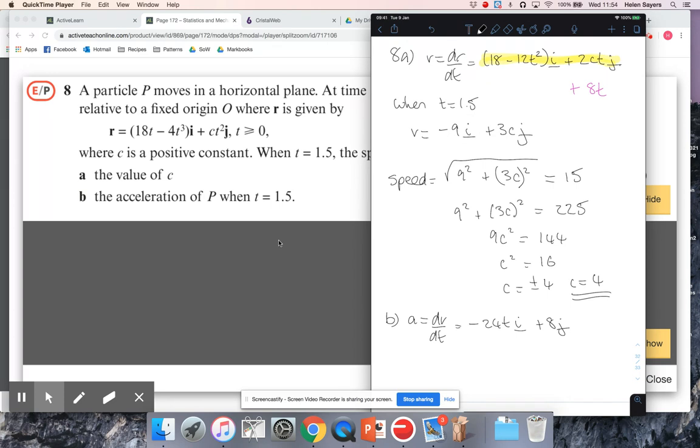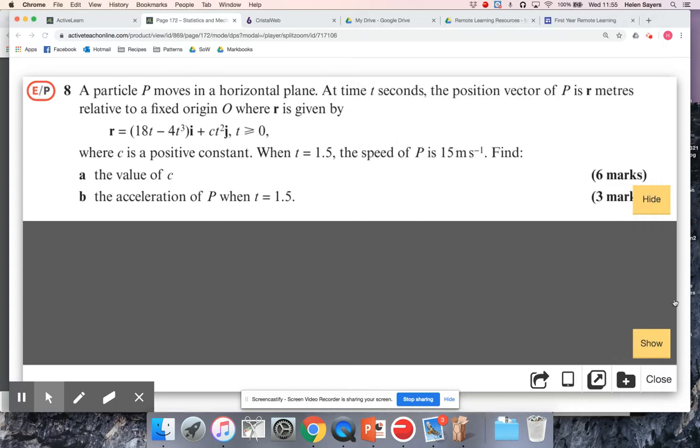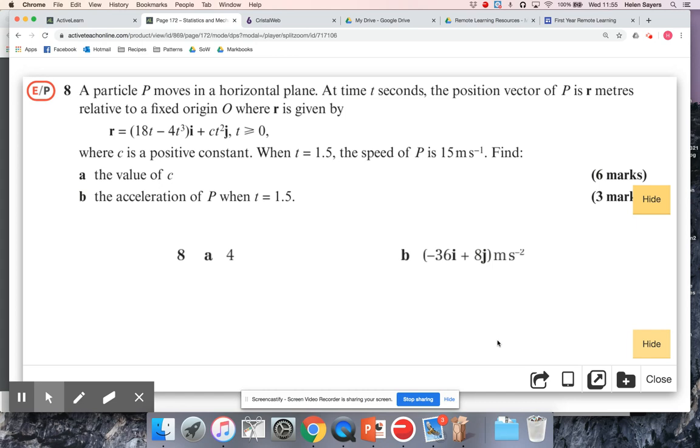And they want the acceleration. They want me to work that out when t is 1.5. Okay, so no problems there. So minus 24 times 1.5 is going to be minus 36. And the j vector is not dependent upon time. And yeah, no mention of magnitude or anything. So let's just check our answers. Yeah, we got both of those.